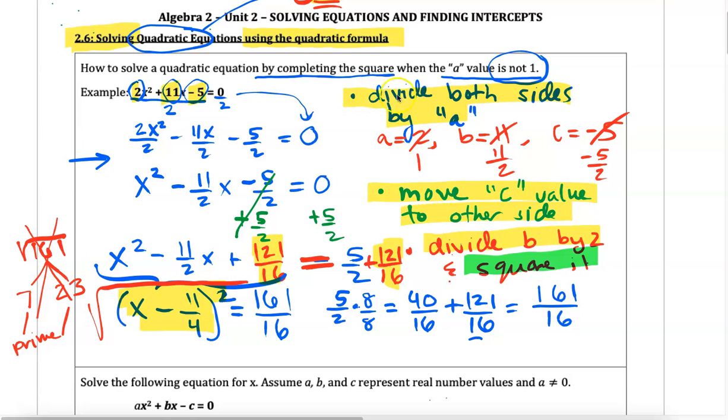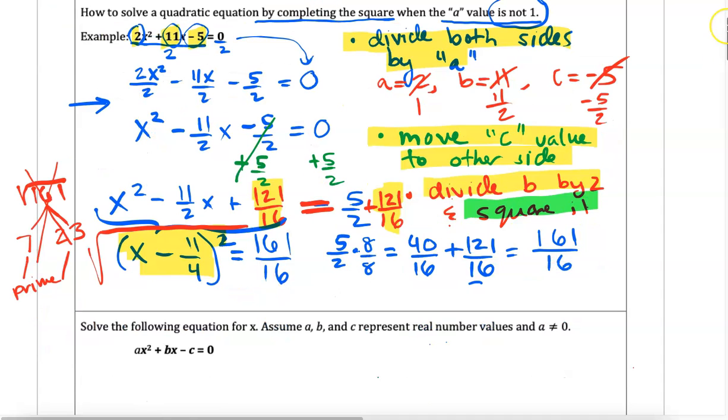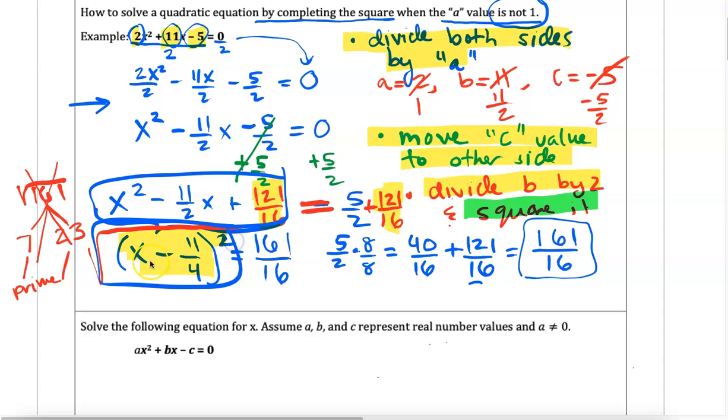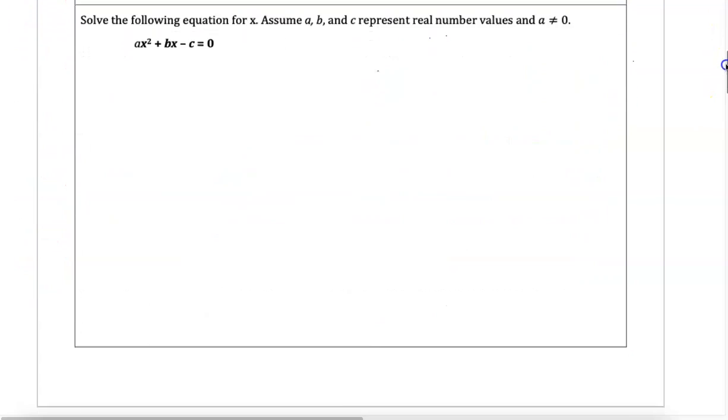We started by dividing both sides by a. We moved this c value to the other side. We then completed the square by dividing b by 2 and squaring it. We then added that value to both sides. That was the 121 over 16. We combined our fractions into a common denominator on the right side. We factored our perfect square on the left side. And then from there, we square rooted both sides. So those same steps we're going to follow over here.